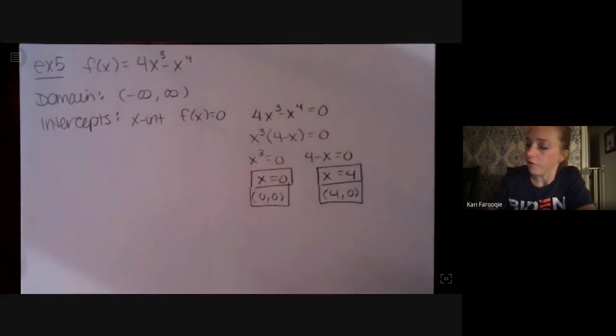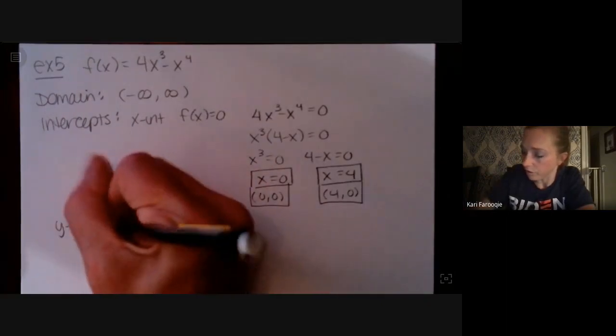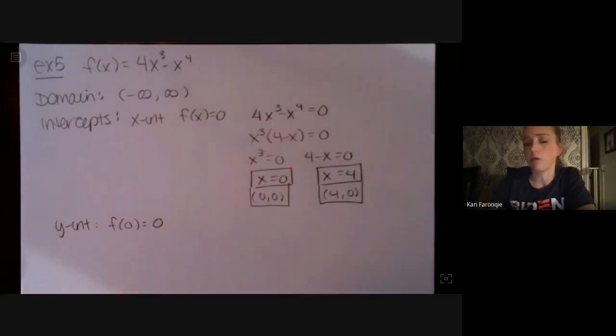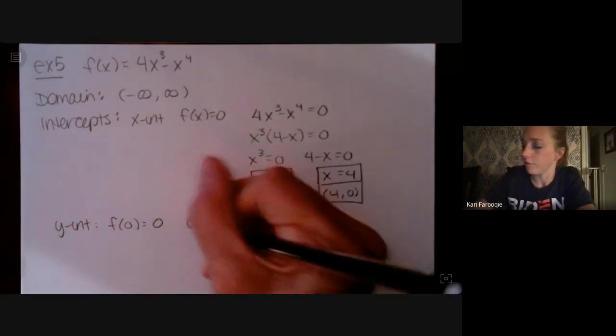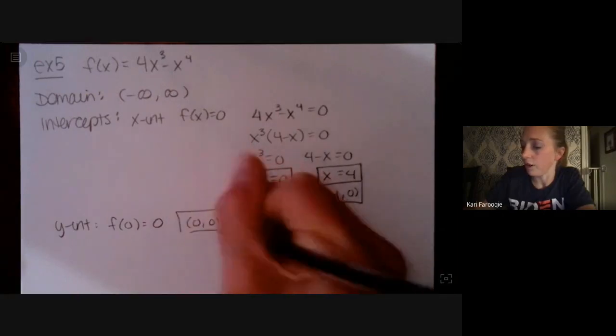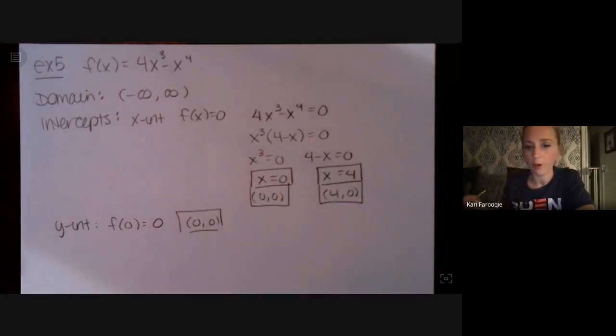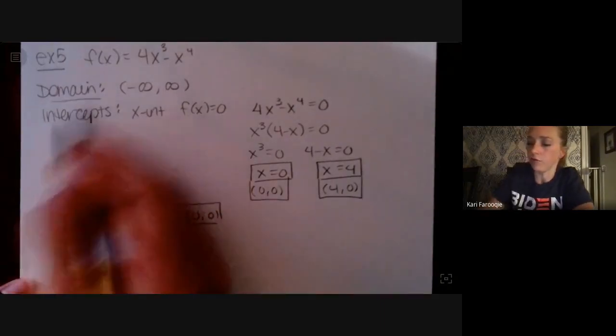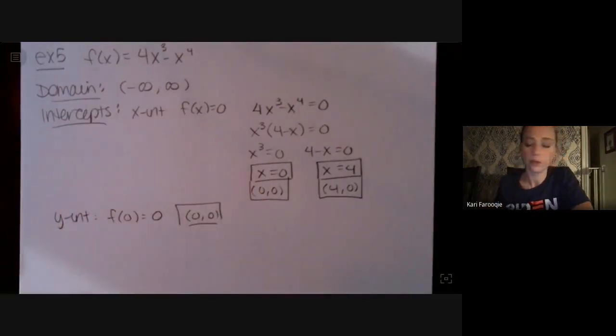To find the y-intercept, we're going to let x be 0. So we're looking for f of 0, which is going to be 0. So we already have that point. Oh, well. Got to look for it anyway, even if it's not that interesting.